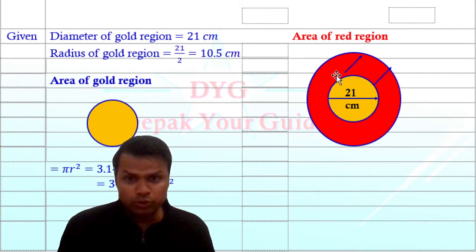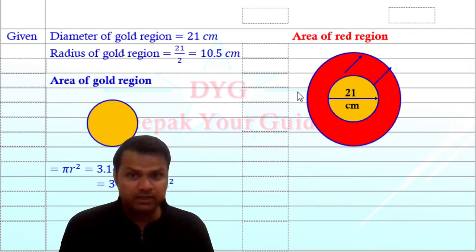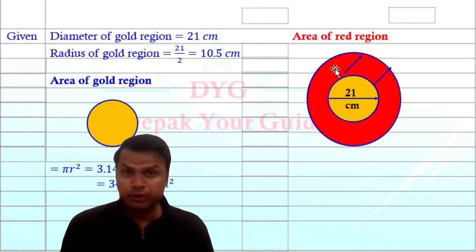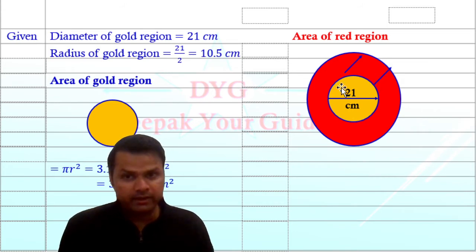Now see, if I just want to calculate this region, just the red one. Can you see that this is like a ring, the area of a ring, that's what we are trying to calculate here. If you remember the formula for the area of a ring. So what is happening here? From the area of the bigger circle, if I subtract the area of this gold region, which is the smaller circle, then whatever is remaining, that will be only this red portion.